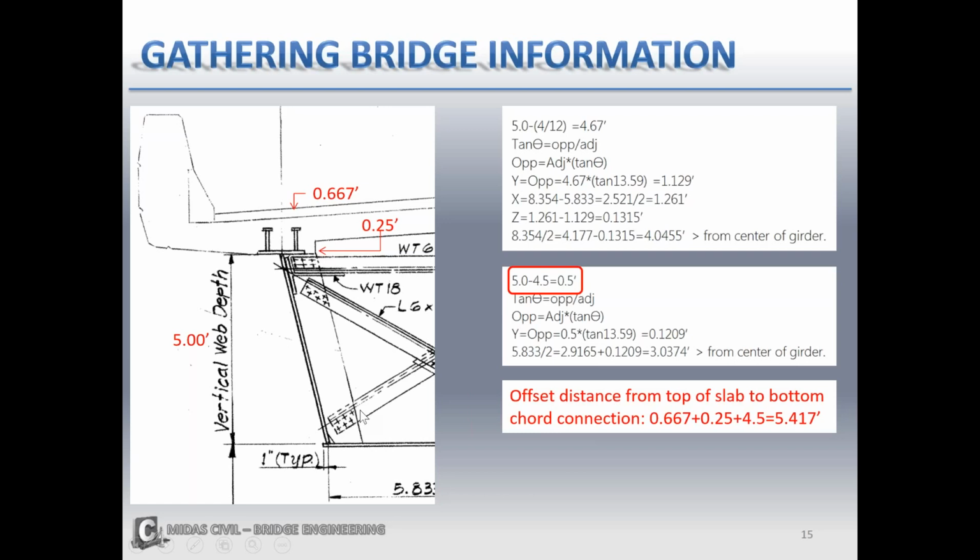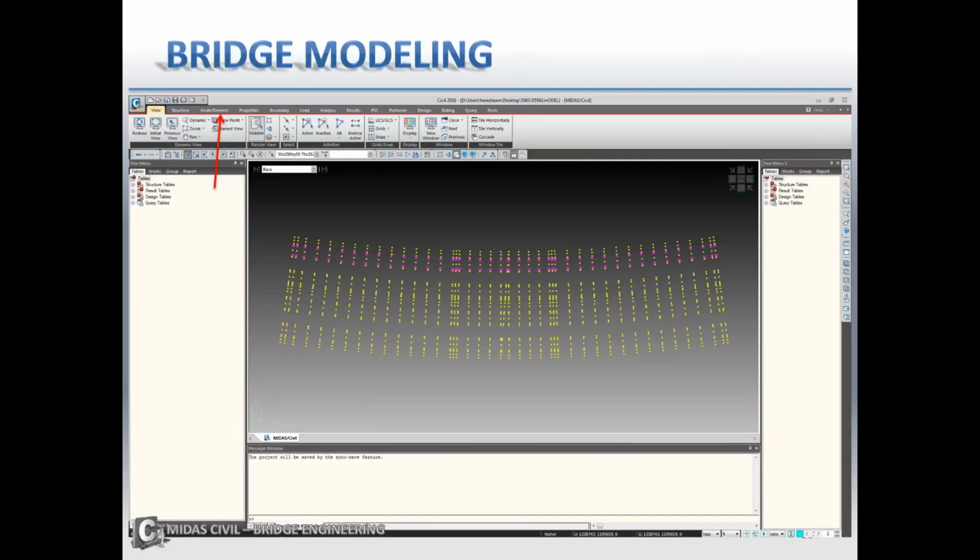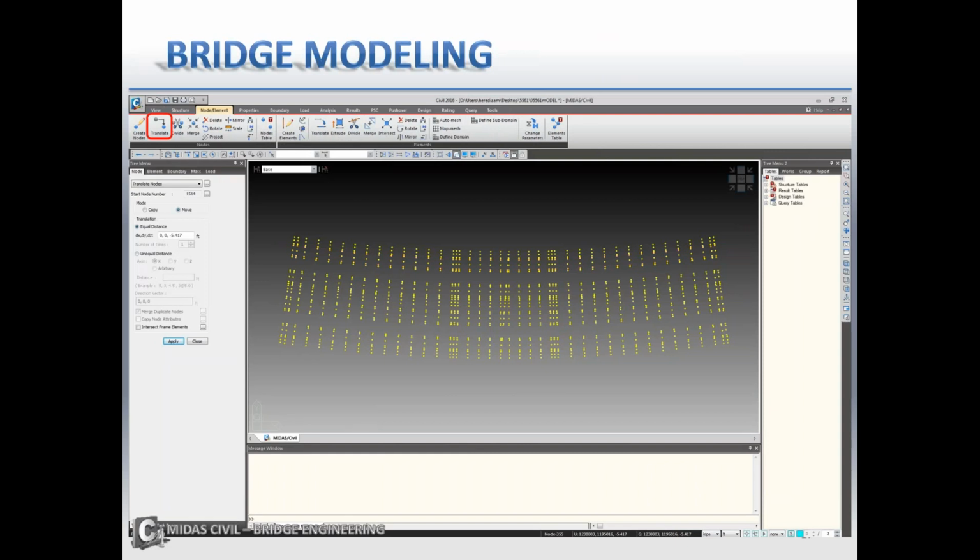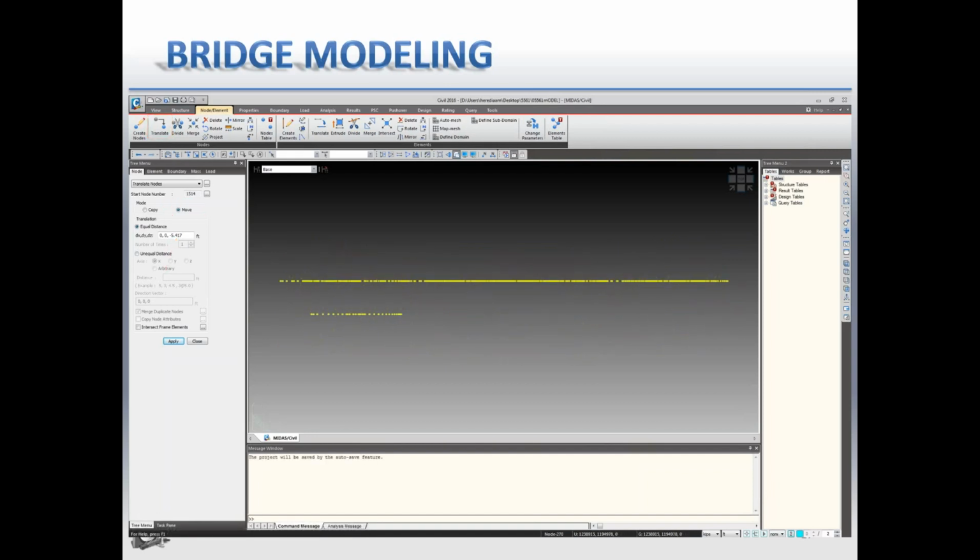So you're going to go back into Midas, highlight all of those nodes that are for those cross frames. Once you highlight them, you're going to go into the Node, Element tab, click on Translate, and click on Move. And here you're going to put the distance you calculated. Make sure it's in the negative z direction, because obviously we want to go down from the top of the slab, not up. And you're going to click Apply. And if you click back again on this elevation button here, this is what your elevation is going to look like.